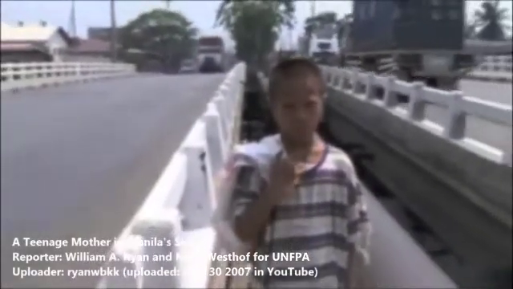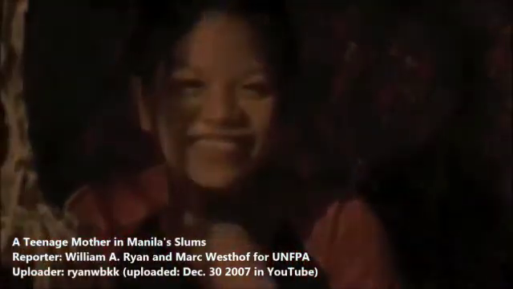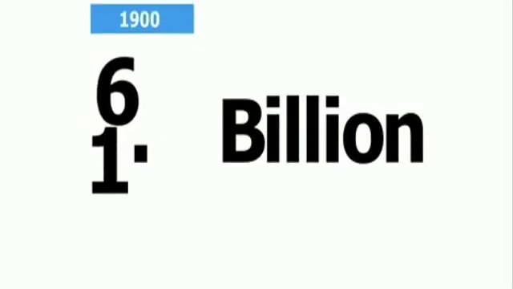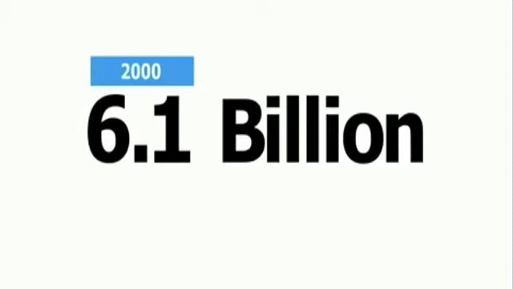This is William A. Ryan reporting for UNFPA. Is mortality so important? Let's just take a look at two numbers. First one is world population in 1900, 1.6 billion. Now watch what happens when we move ahead to 2000, 6.1. Did you notice those two numbers just change places?